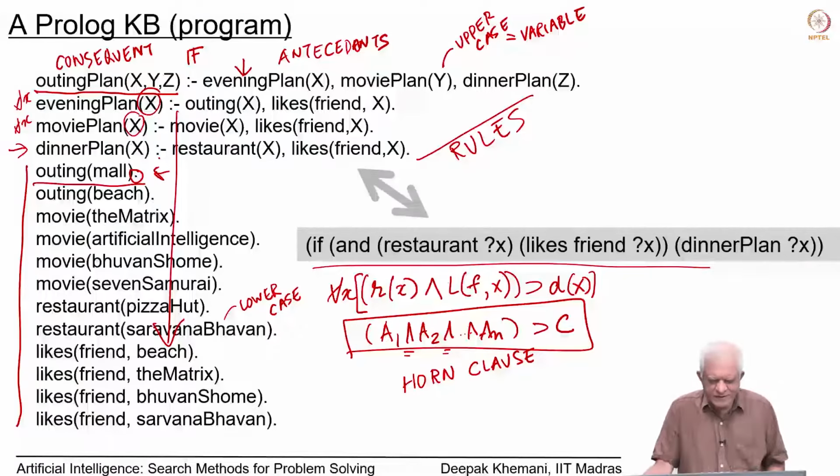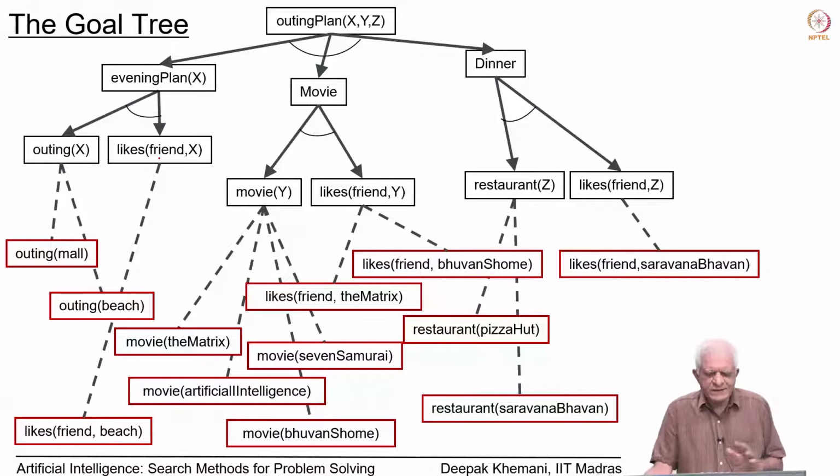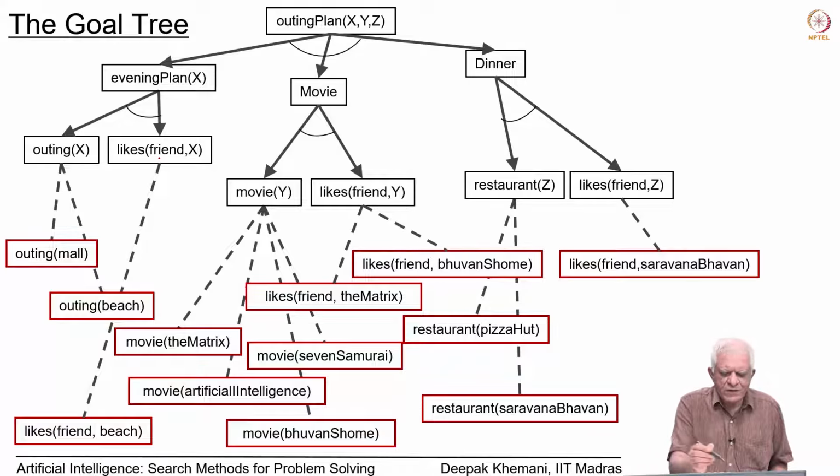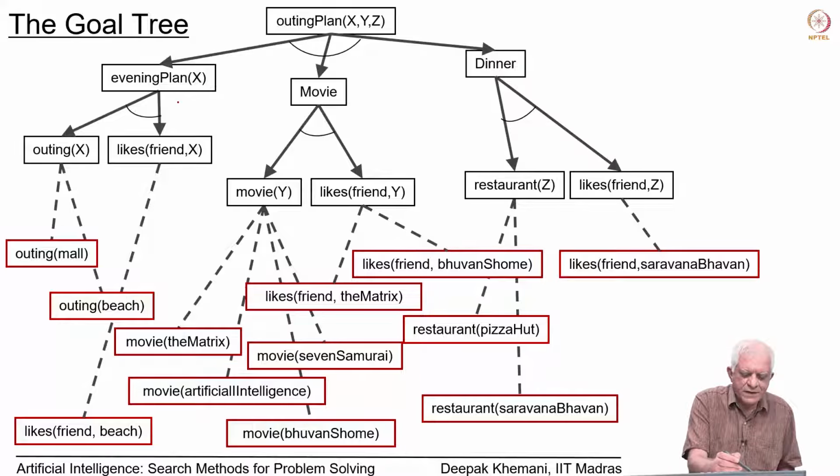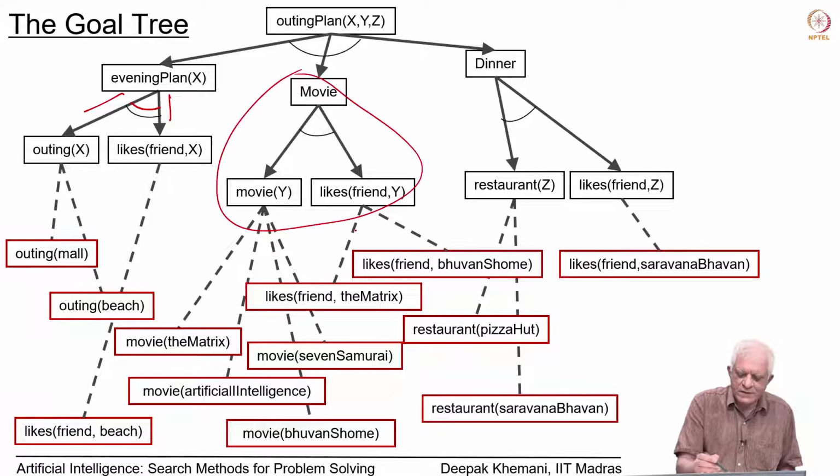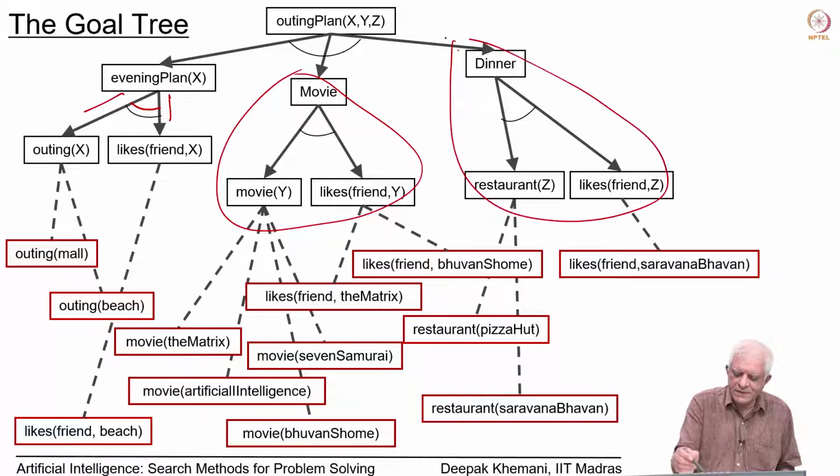So, let us again see this whole thing here. This is a search tree that you would construct. It is an AND/OR tree, very similar to what we saw for that toy example. You have an outing plan, you must have three things: an evening plan, a movie plan, and a dinner plan. You have an evening plan if you have an outing and if your friends like the outing, and likewise you should have a movie and your friends should like the film, and you should have a dinner plan and your friends should like the dinner.